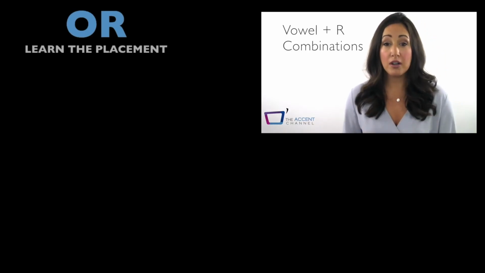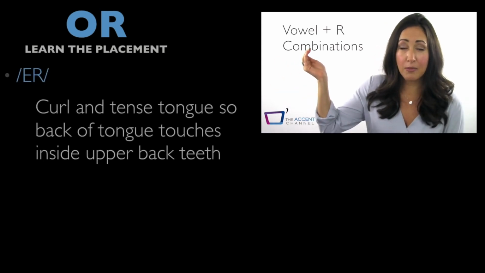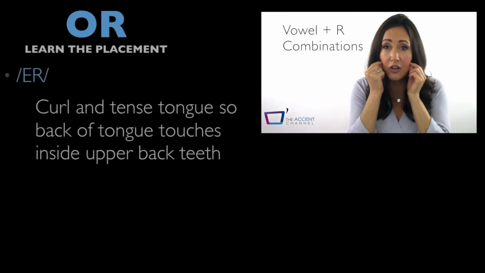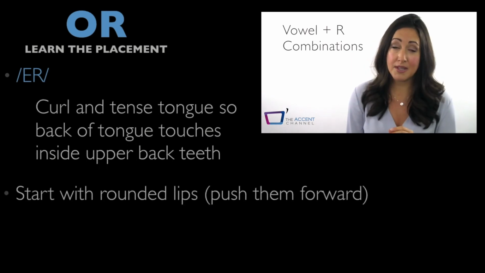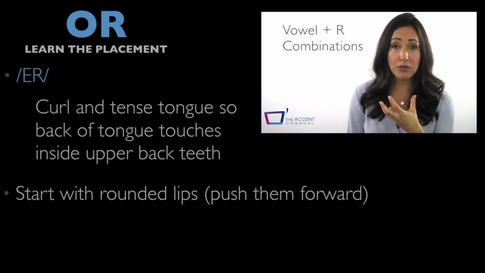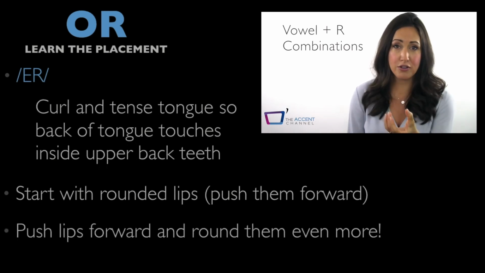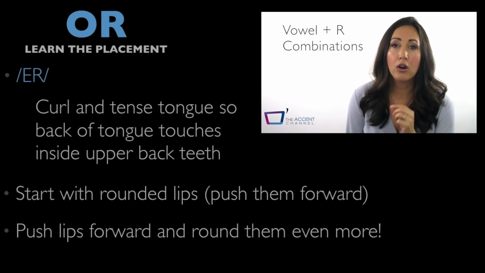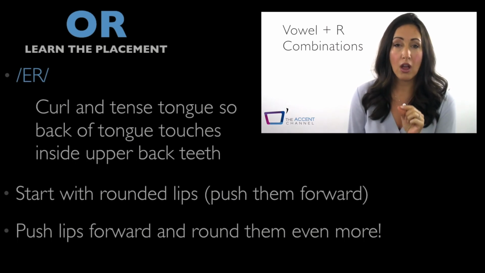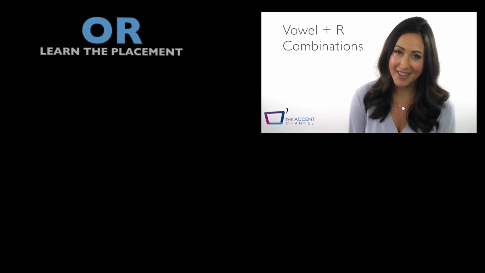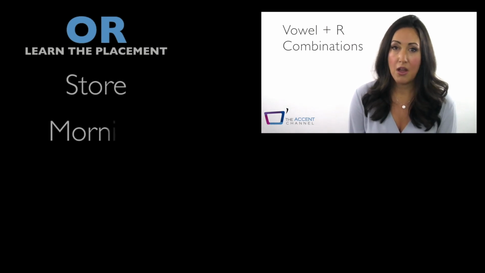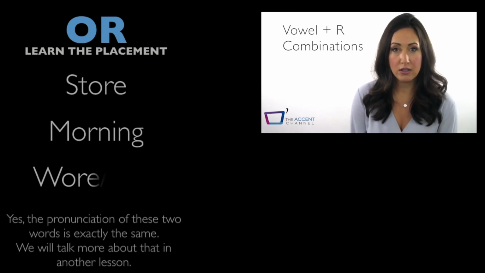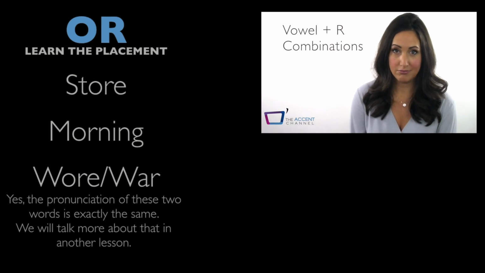So to find OR, you take that same placement of ER that we just learned with the tongue curling up and being very tense, but start with really rounded lips. As you glide through the sound, your lips move even further forward and they round even more. OR. Your lips do have to move on this one. Let's try it in a few words. Store. Morning. War. Very nice.